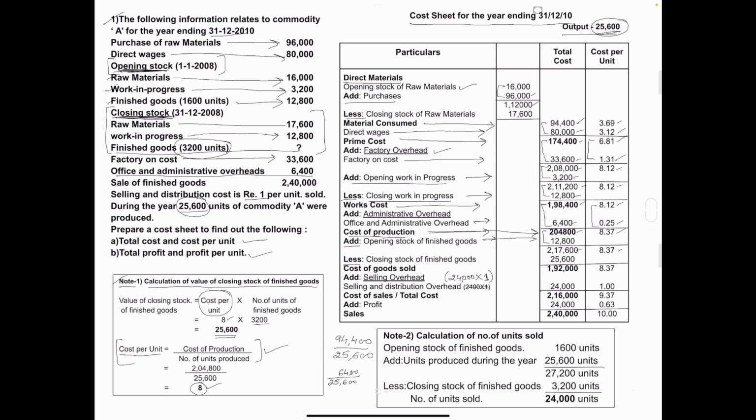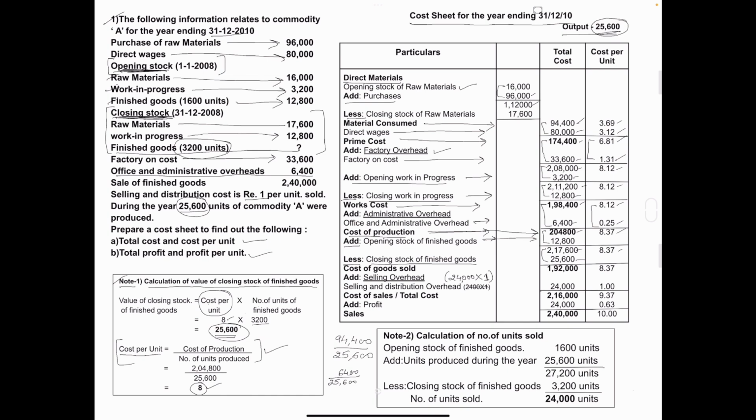So we'll come back to this solution part. Less closing stock of finished goods amount is 25,600, just as we have calculated. Okay, got it, now how we have calculated this value of closing stock of finished goods. Now add these two amounts.